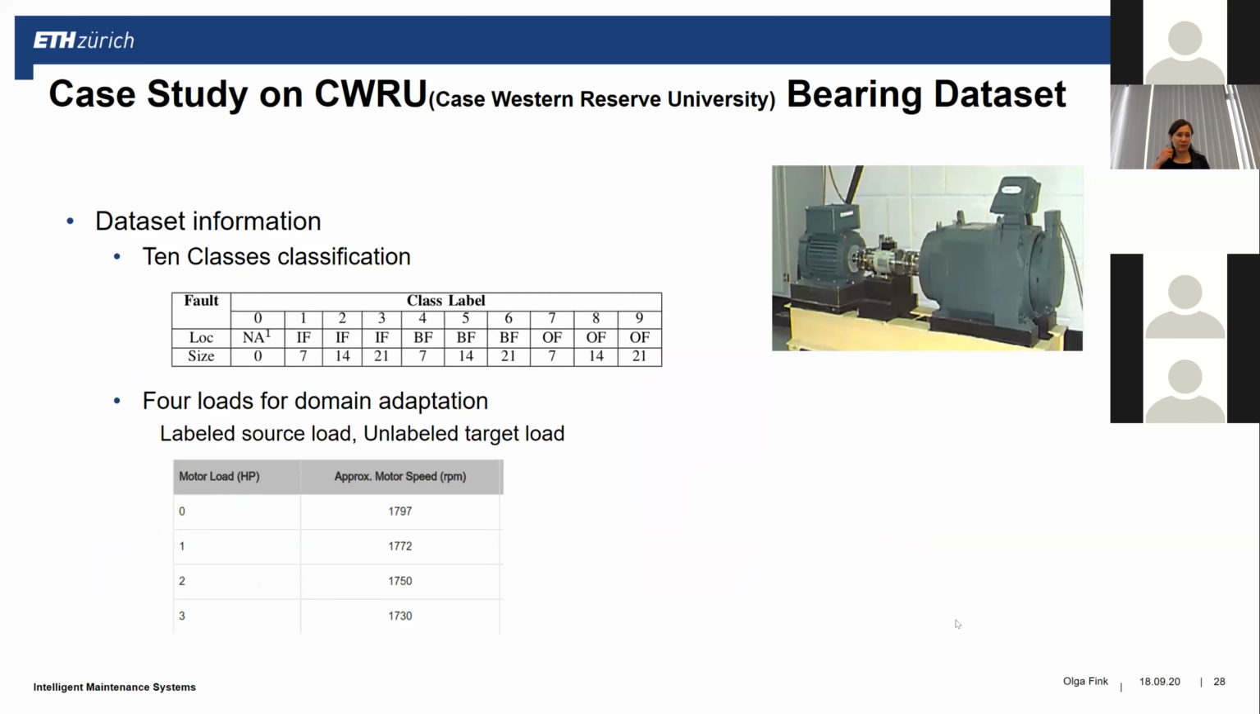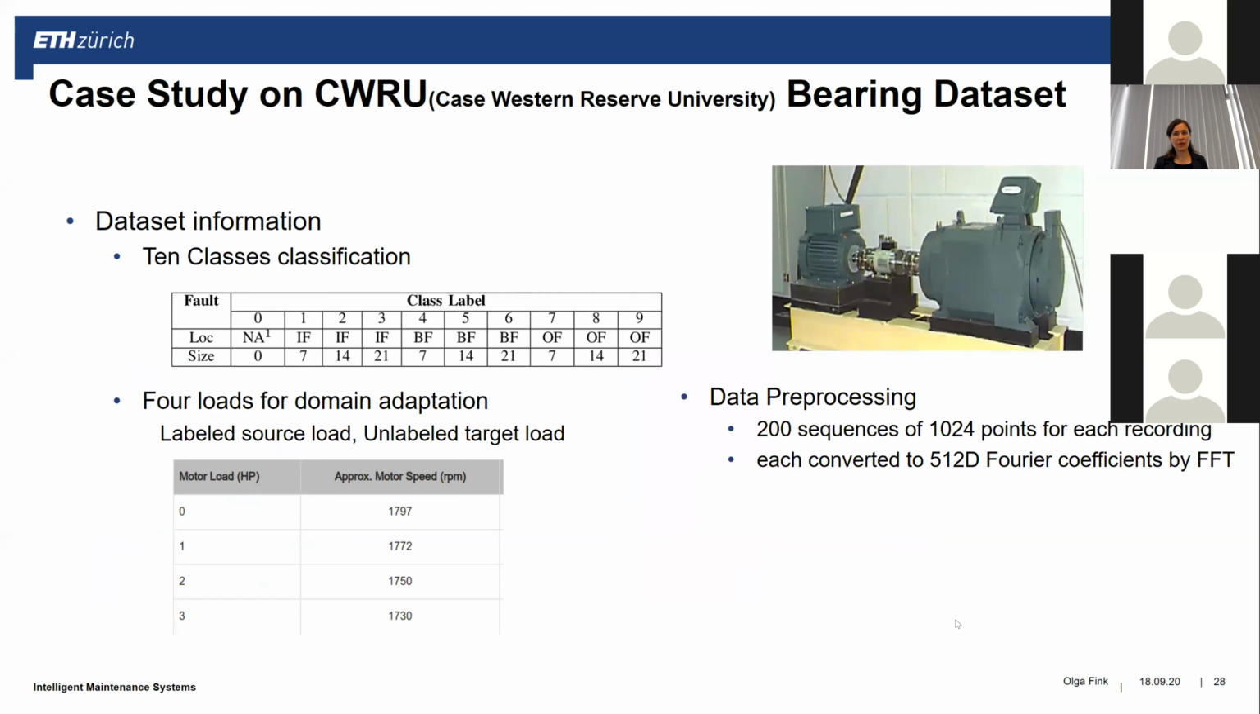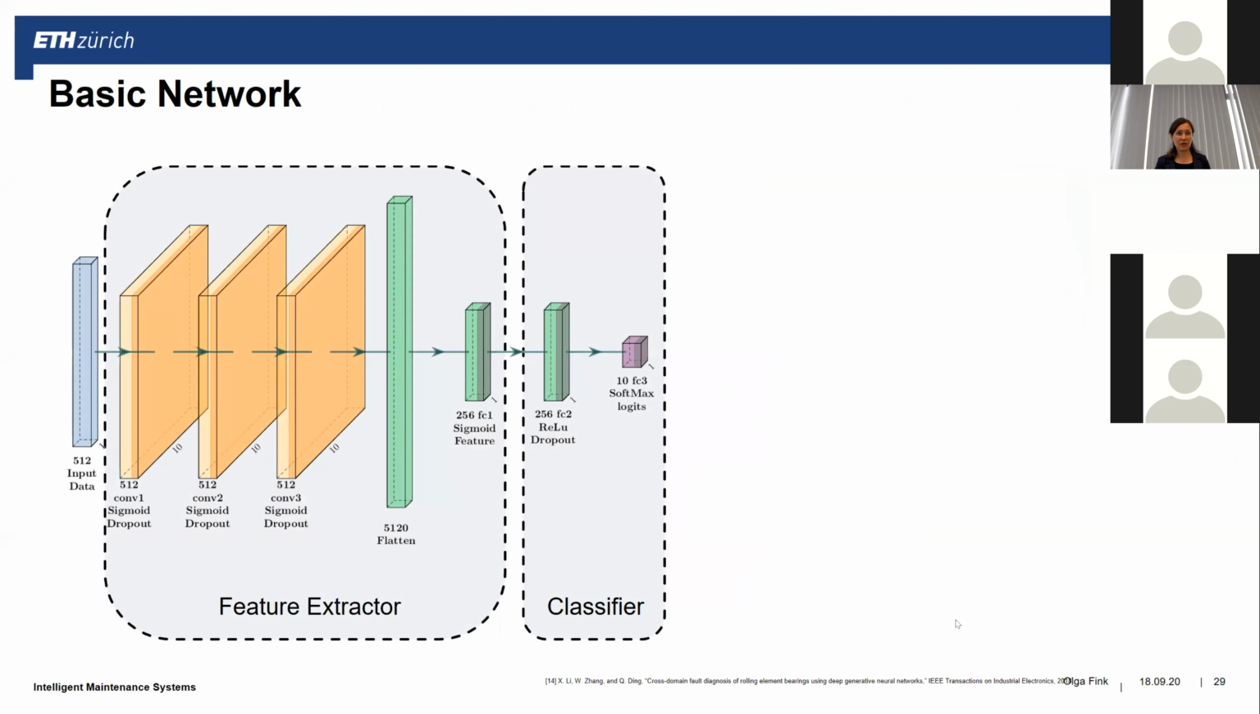For the basic network, we took the same backbone architecture that was already applied in another case study and was performing quite well. So we took the very same architecture for that network, and the goal is to have well-classified fault classes on all the different loads. So we have the feature extractor, we have the classifier, and the question is how can we actually add domain adaptation here?